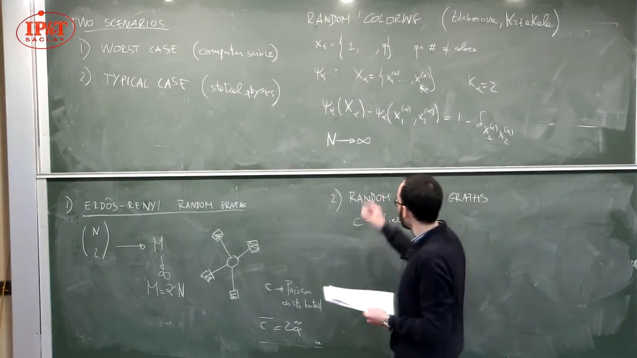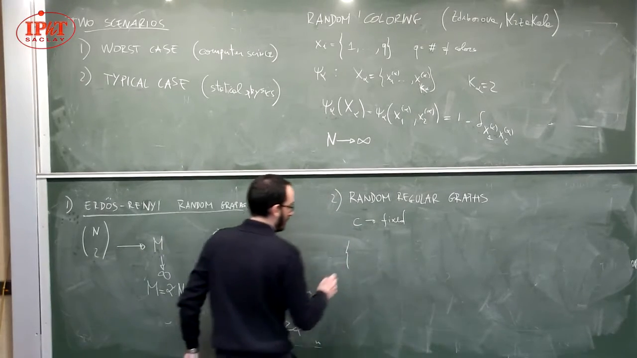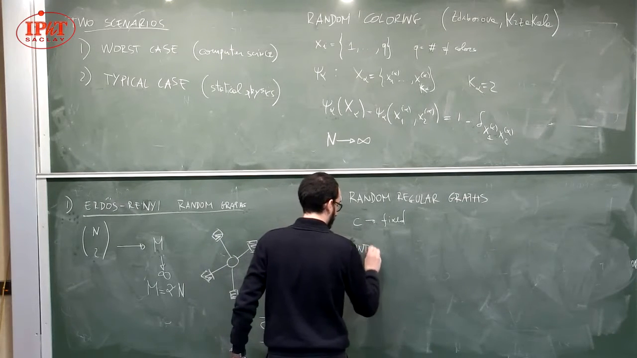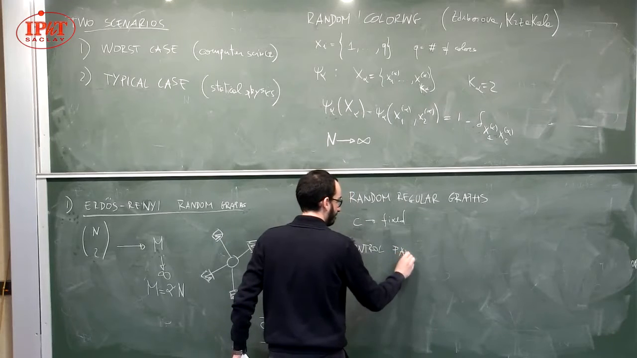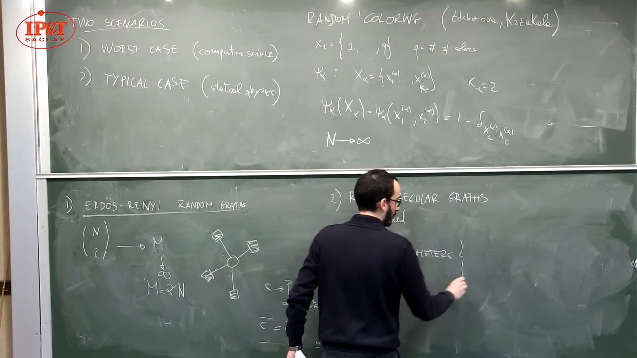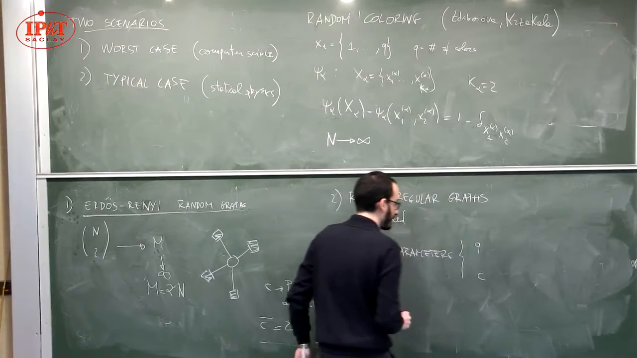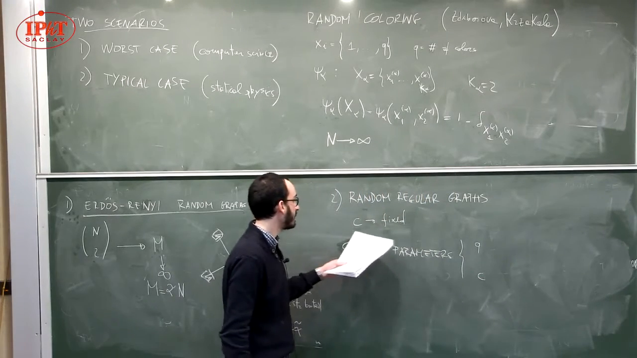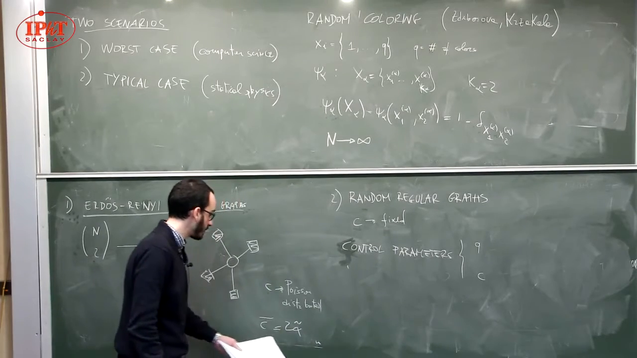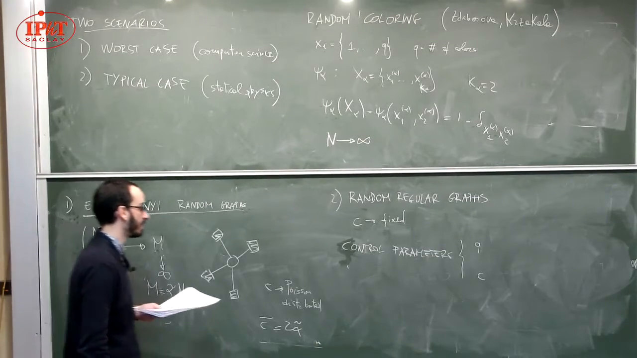So here in this case you have 2 control parameters. The first one is the number of colors, Q, and the second one is C, and C can be either the connectivity in the random regular graph case or the average connectivity in the Erdős-Rényi case.